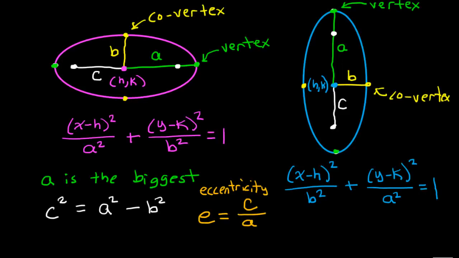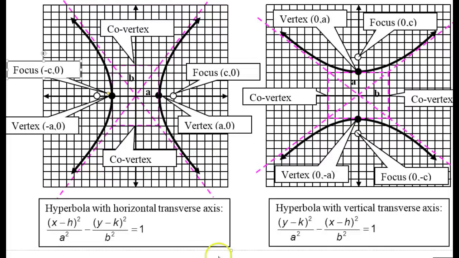Now, looking back at an ellipse, the distance from the center to a covertex was a B value. Now, looking at the hyperbola, we've got this B value. The distance from the center to a covertex is still the B value. The only difference is a covertex is not actually on the hyperbola. It helps us form this rectangle that we use to see where the asymptotes are.